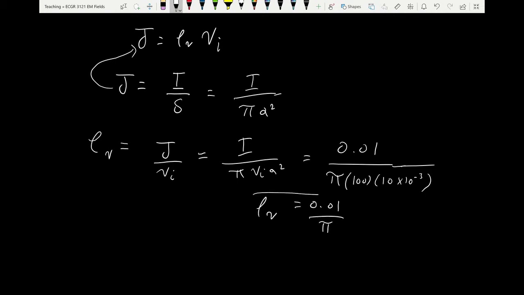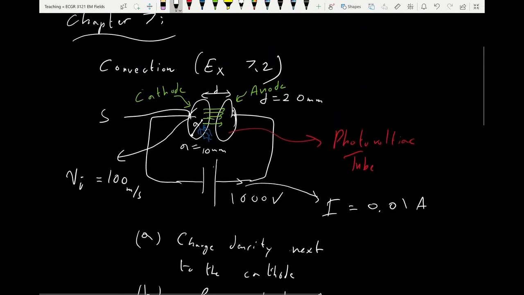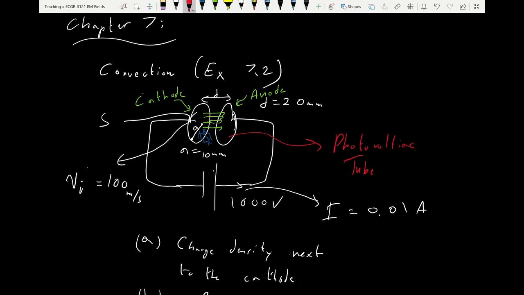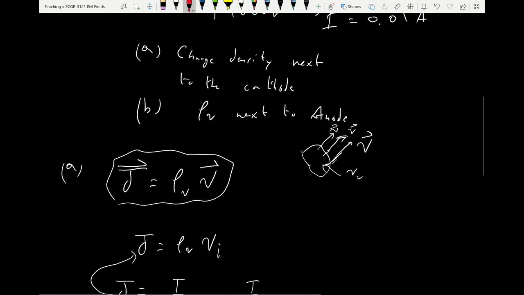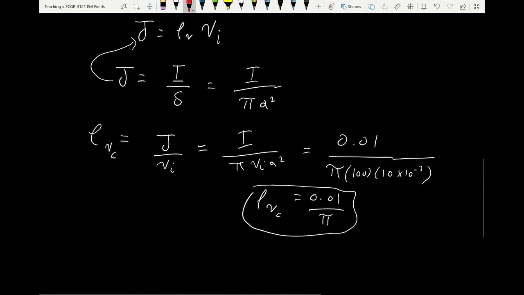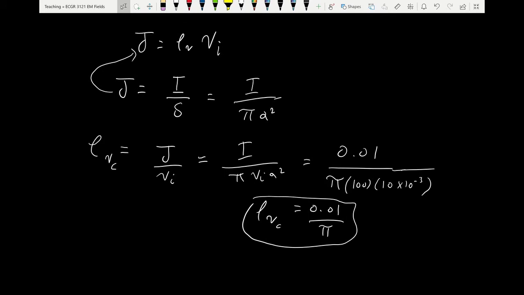That's rho v. That is the charge density right at the cathode. Let me call this rho vc, the charge density right next to the cathode. Oh, sorry, I made a mistake. Right, so this is 10 to the power minus 3 times 10 times 10 to the power minus 3 squared.